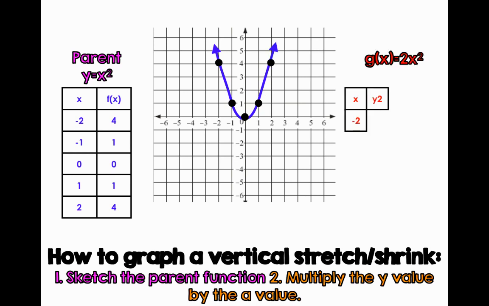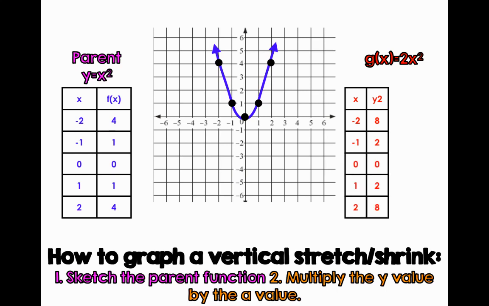So what I'm going to do is take that y value when x is equal to negative 2 and multiply it by 2. So that'll give me 8. Same thing for the next one, for the next one, for the next one. Notice that (0, 0) stays the same. So it is a narrower graph.